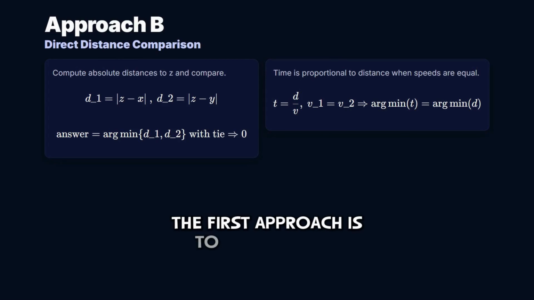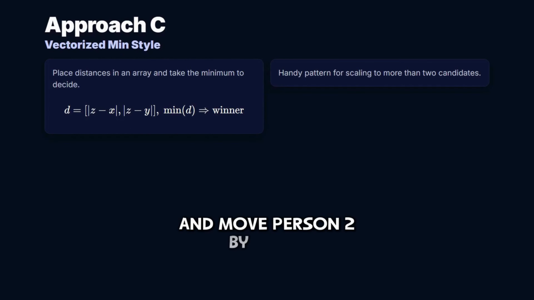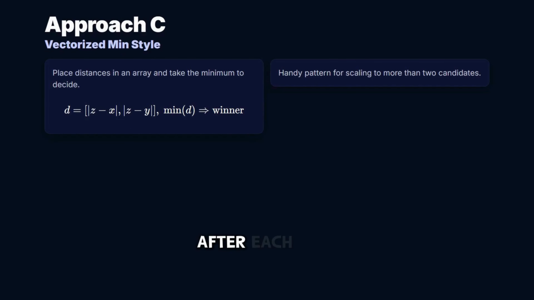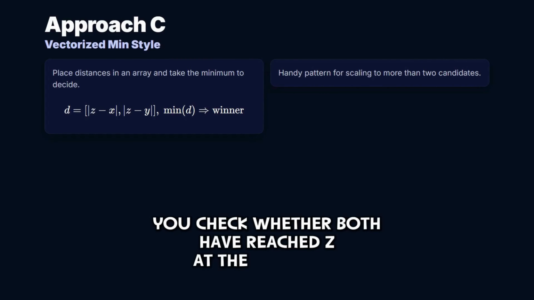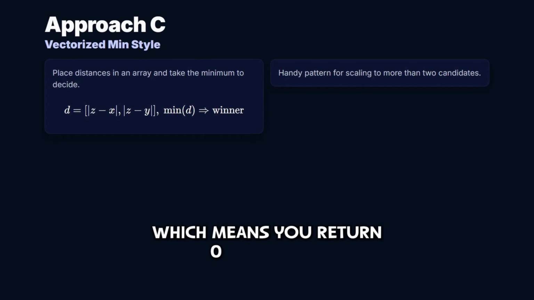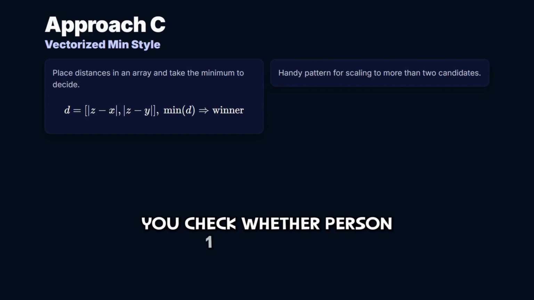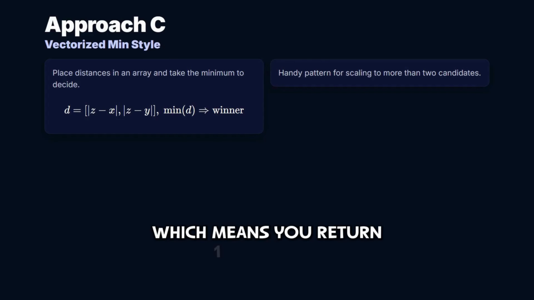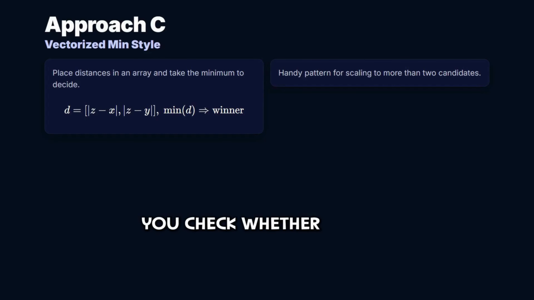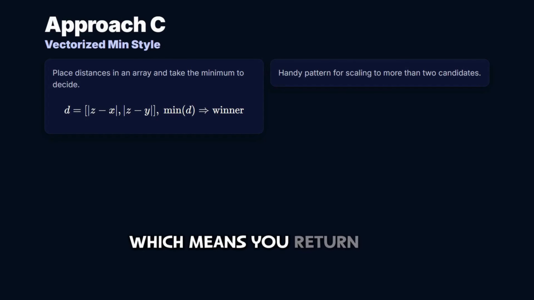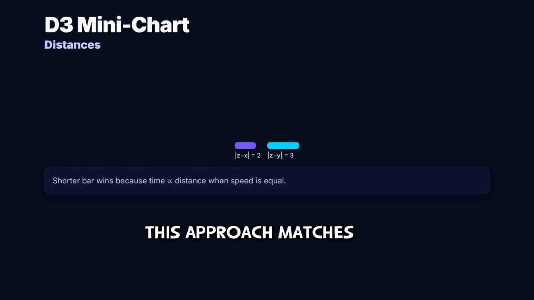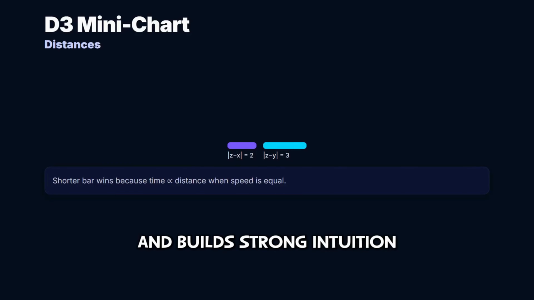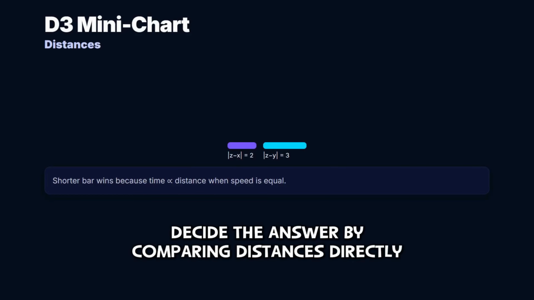The first approach is to simulate the race step by step. At each step in time, you move person 1 by 1 unit towards Z and move person 2 by 1 unit towards Z. After each step, you check whether both have reached Z at the same time, which means you return 0. Otherwise, you check whether person 1 has reached Z first, which means you return 1, and if not, you check whether person 2 has reached Z first, which means you return 2. This approach matches the story closely and builds strong intuition, but it does more work than necessary because you can decide the answer by comparing distances directly.